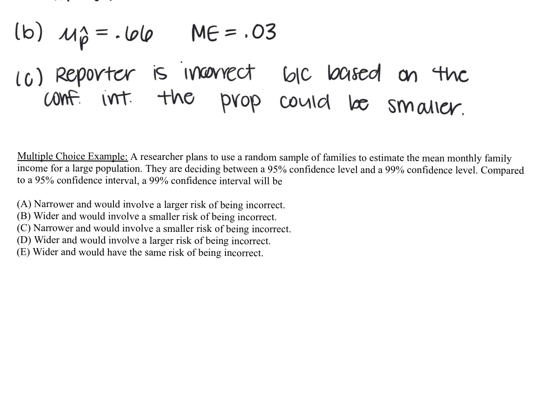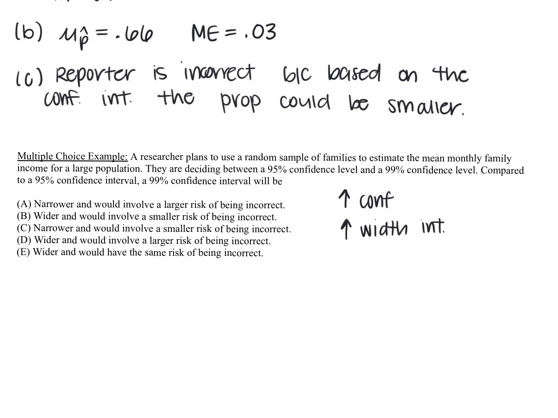Here, multiple choice example. All right, so a researcher plans to use a random sample of families to estimate the mean monthly family income for a large population, and they are deciding between a 95% and a 99% confidence interval. So we want to look at the difference between a 95 and a 99% confidence interval. It kind of goes back to what we talked about before. If you increase your confidence, you increase the width of your interval.